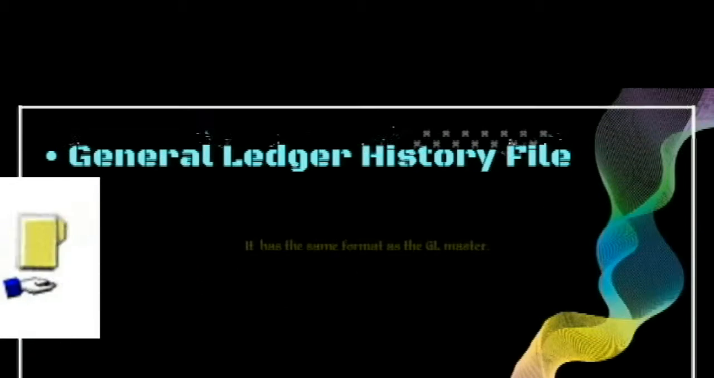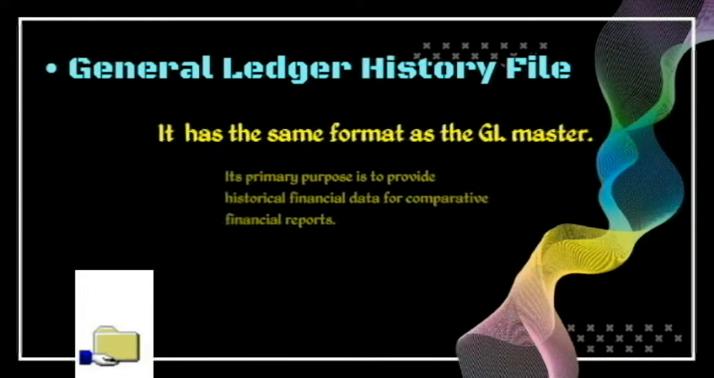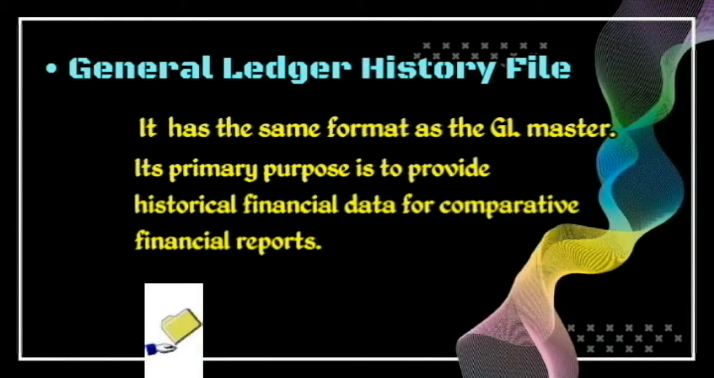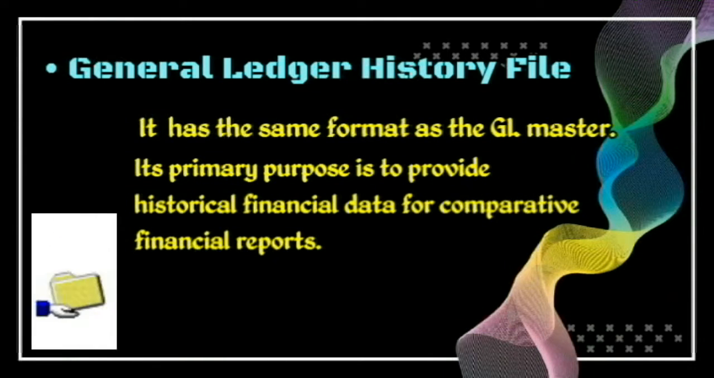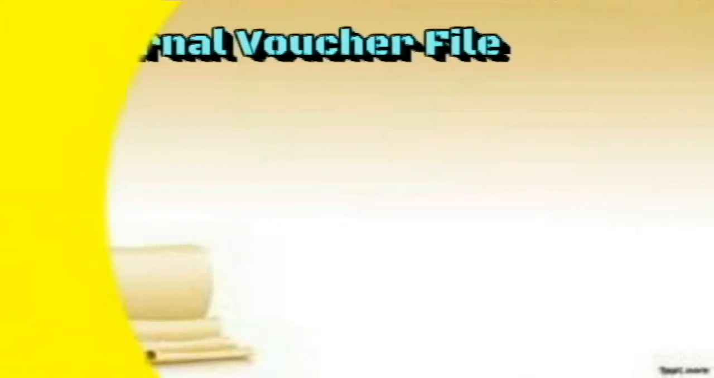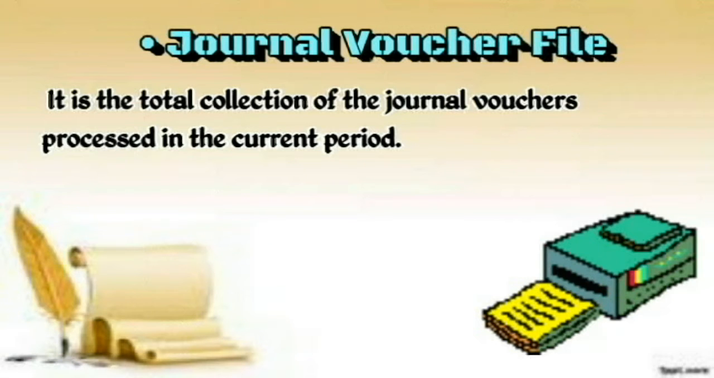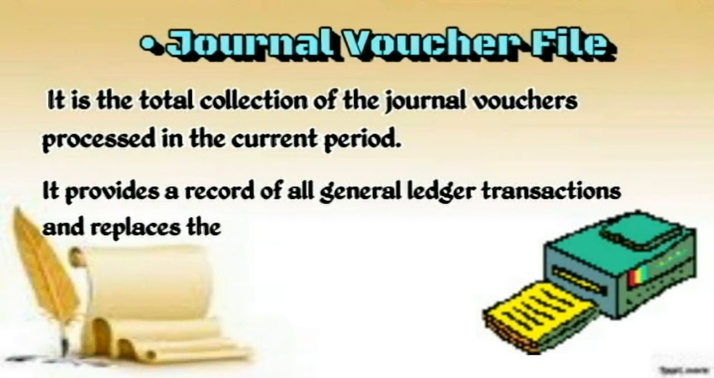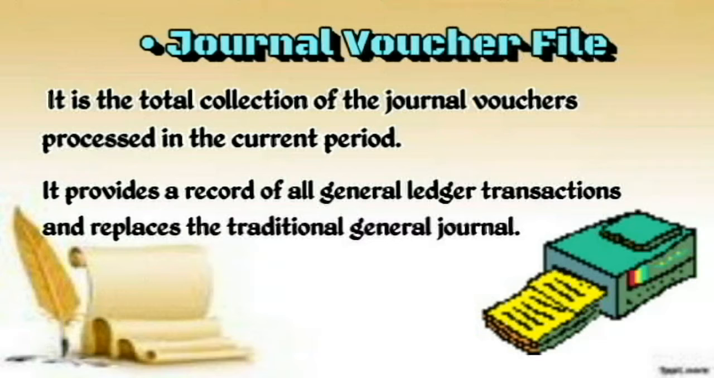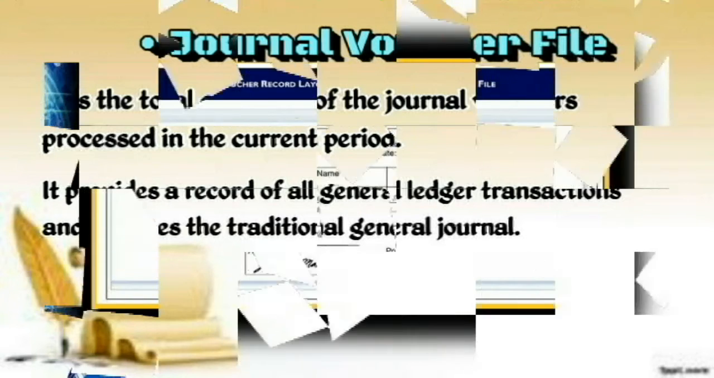The General Ledger History file has the same format as the GL Master. Its primary purpose is to provide historical financial data for comparative financial reports. The Journal Voucher file is the total collection of the journal vouchers processed in the current period. This file provides a record of all General Ledger transactions and replaces the traditional General Journal.